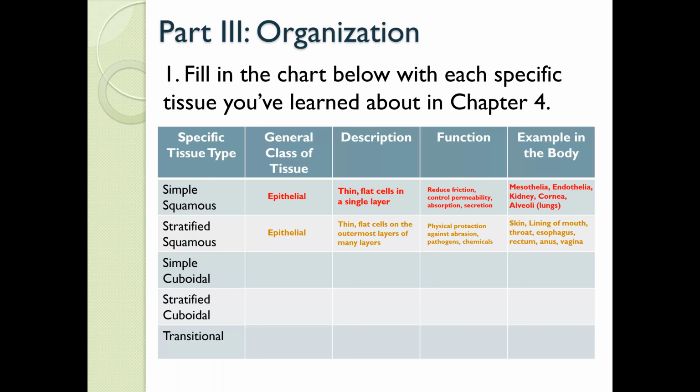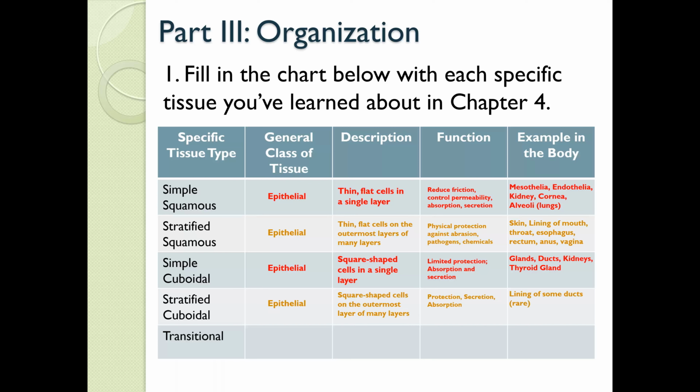Simple cuboidal is also epithelial tissue. These are square or box-shaped cells in a single layer. They provide limited protection, but are really good at absorption and secretion. And you can find this type of tissue in glands, ducts, part of the ducts of the kidney, and the thyroid gland.